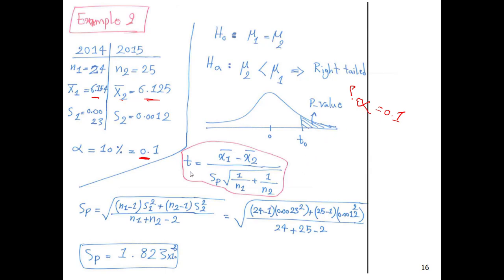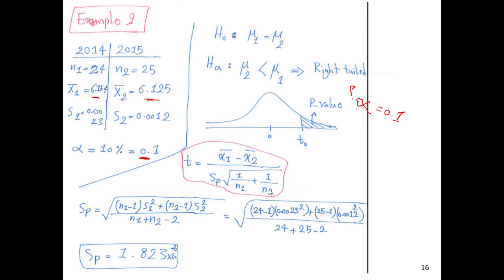So first of all, we have to calculate t. This is the t that we want, this t here. The t is, we have an equation: the first mean minus the second mean, divided by sp, and sp has a definition, times the square root of 1 over n1 plus 1 over n2.